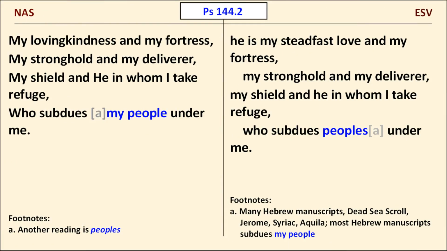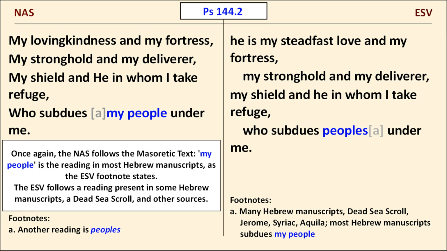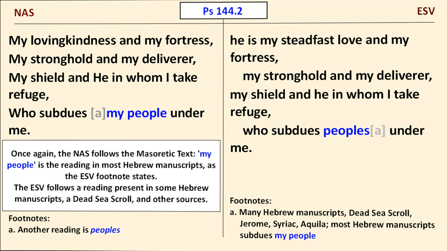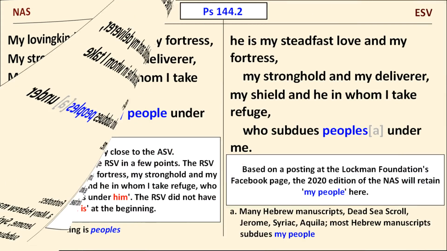Here in the 144th Psalm, we see a small difference at the end of verse 2. The ESV follows a reading that is in a few Hebrew manuscripts, but also in a Dead Sea Scroll. The NAS follows the reading in the majority of Hebrew manuscripts. In doing so, it remains very close to the ASV. The ESV and the RSV agree on ending verse 2 with peoples and not my people, but the ESV differs from the RSV in a few other ways in this passage.